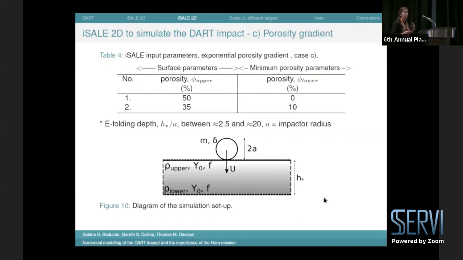However, we've seen from other asteroids that the transition between the upper layer and the lower layer might not be as sharp as on the Moon, but instead could be more gradual. So we also simulated impacts into a target in which the porosity increases exponentially with depth. Again, we considered 2 porosity combinations, and for each porosity combination, we varied the e-folding depth, which is basically how sharp the transition is.